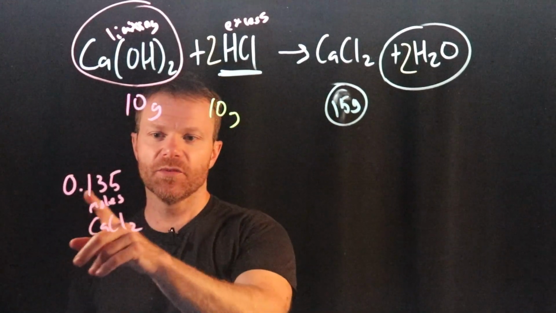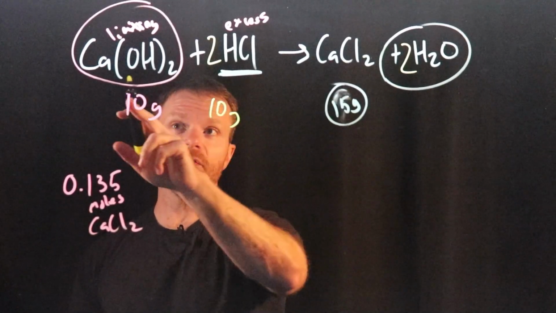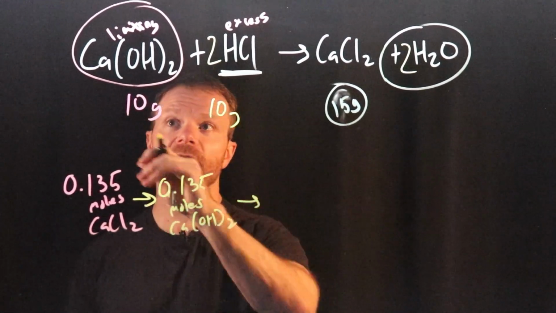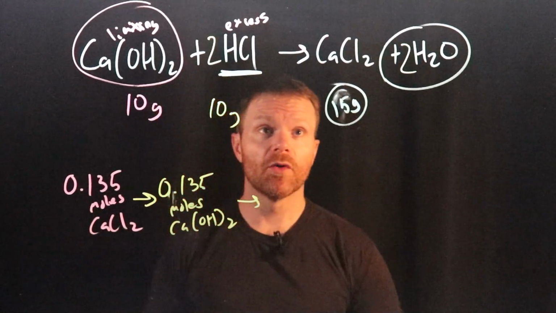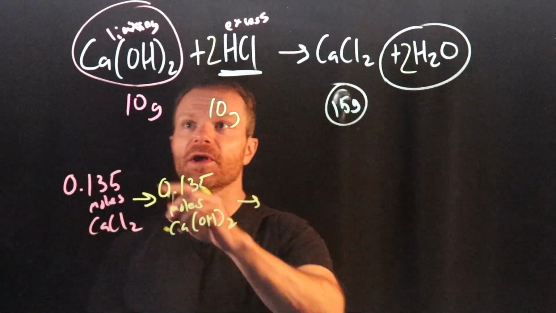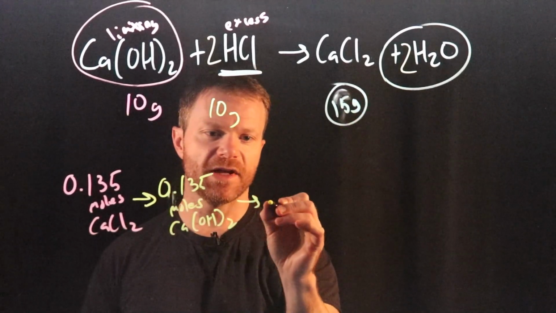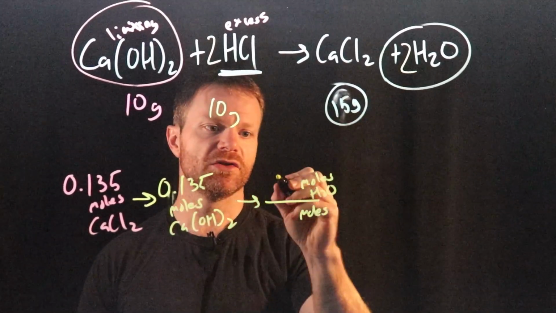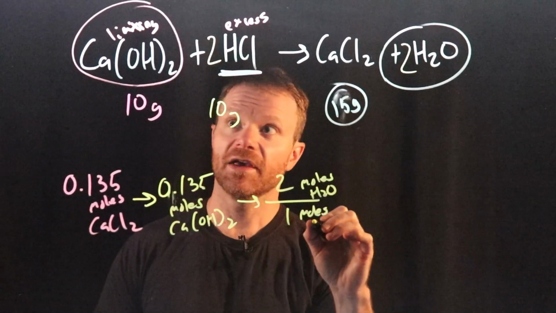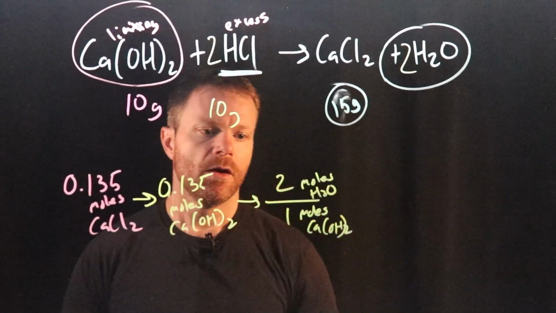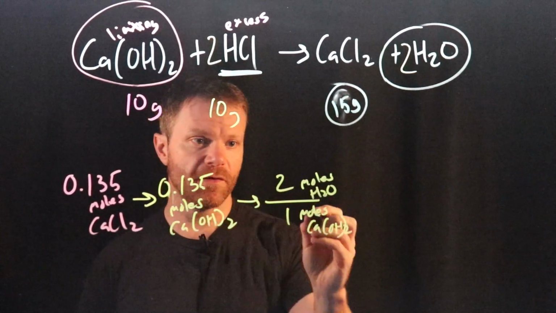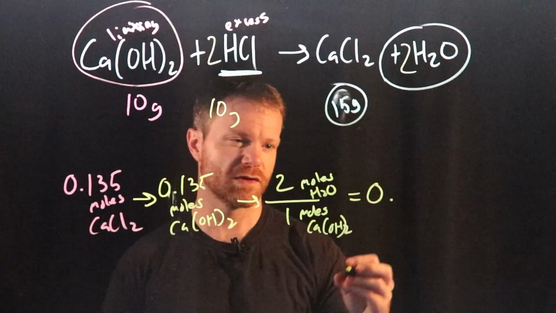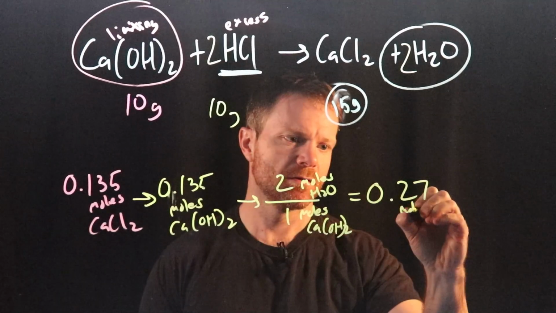So we said we have 0.135 moles of calcium chloride. That's also how many moles of calcium hydroxide we have, because the mole ratio here is 1 to 1. So how many moles of water do we have then? Well, the ratio here is 1 to 2. So we just need to use that 1 to 2 ratio. For every 2 moles of water, we only need 1 mole of calcium hydroxide. Okay, so we just take our 0.135 and we multiply it by 2 to get our moles of water, which is going to be 0.27 moles of H2O.